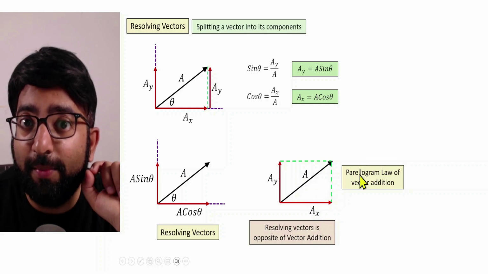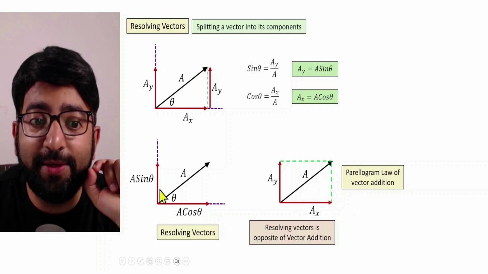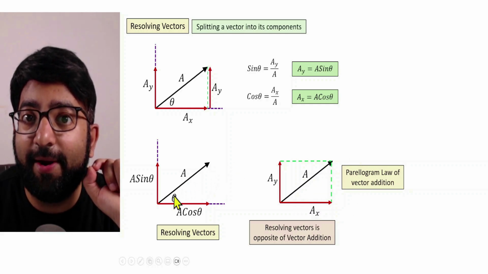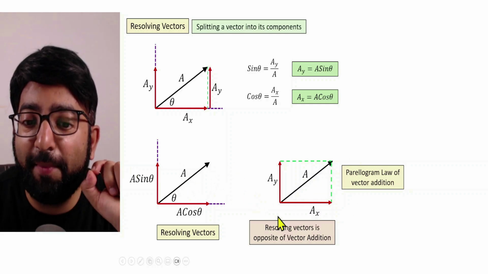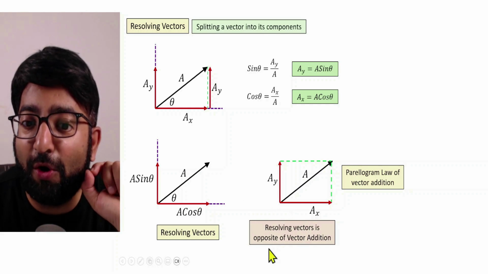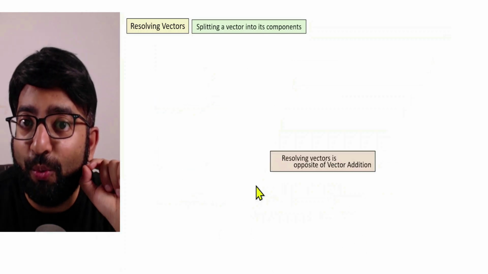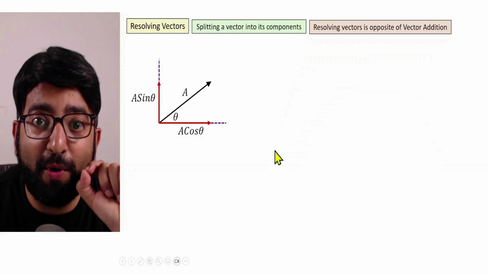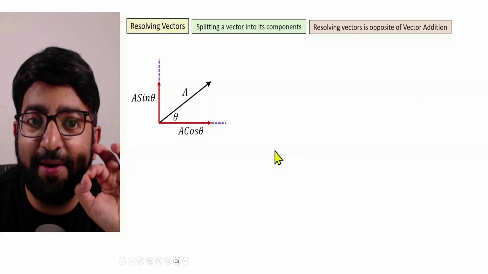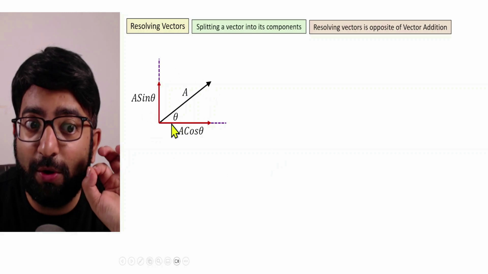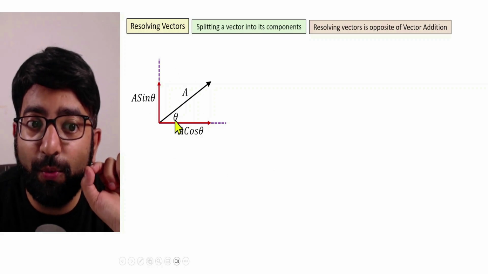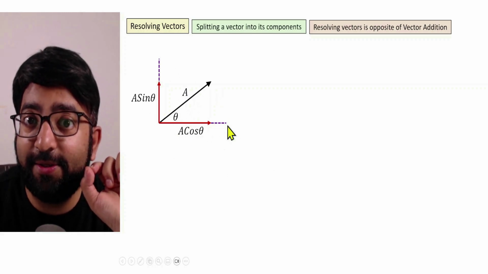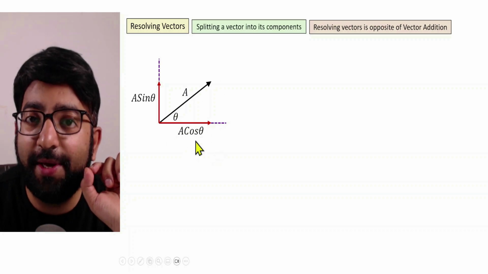So in the parallelogram law, we are finding the resultant. In resolving vectors, we are breaking the vector into its two components. That's why I mentioned that resolving vectors is the opposite of vector addition. Now, while resolving vectors, it is very important for us to notice the angle theta. So in this example, we saw the angle theta was between the vector itself and the x-axis. That's why AX was A cos theta.